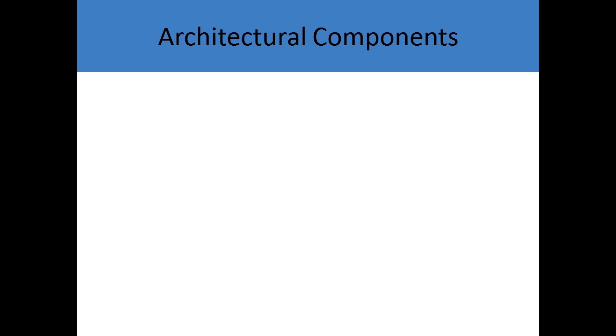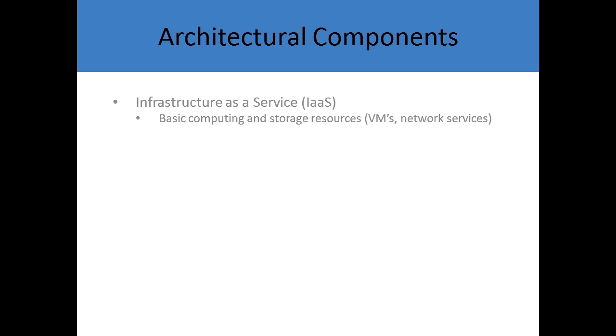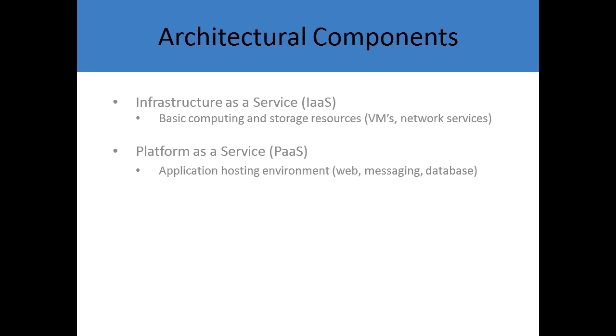There are various architectural components when you're dealing with an Azure-based solution, and all cloud-based solutions provide effectively these three services. Infrastructure as a service is basic computing and storage resources: virtual machines, network services, and the servers themselves that provide services such as name resolution or IP address management. Just your basic requirements. Platform as a service is for hosting your applications. If you have a website or a web-based application, any kind of messaging solution or database solution, platform as a service provides those resources in the back end so that your applications can access those databases or websites.